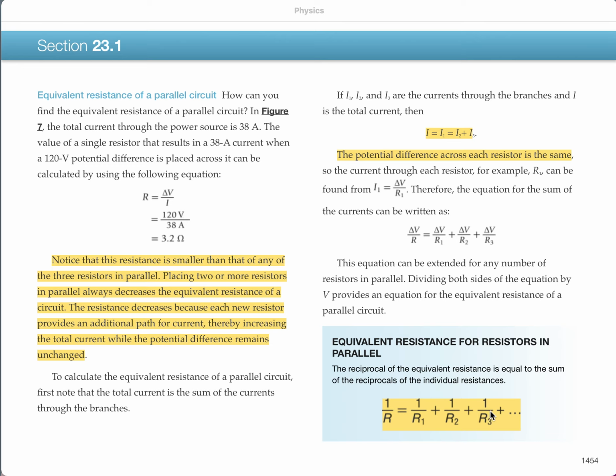Remember last time in a series circuit, if you added more resistors, the total resistance or equivalent resistance went up. When you use this formula, what you'll discover is the equivalent resistance is always less than any of the resistors in the formula. Notice that this resistance is smaller than any of the 3 resistors in parallel. Placing 2 or more resistors in parallel always decreases the equivalent resistance. The resistance decreases because each new resistor provides an additional path for current, thereby increasing the total current from the battery. So if you get more current for the same voltage, that means you have less resistance. Equivalent resistance goes down.